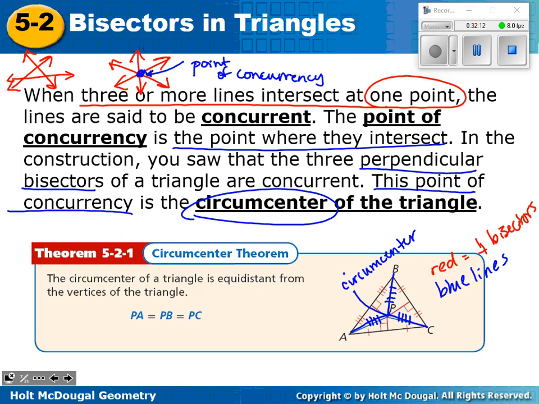If I'm drawing the lines through the sides, the perpendicular bisectors, then the point's not going to be equidistant to the sides, it's going to be equidistant to the angles. So from here to each angle will be the same. That's the circumcenter theorem.